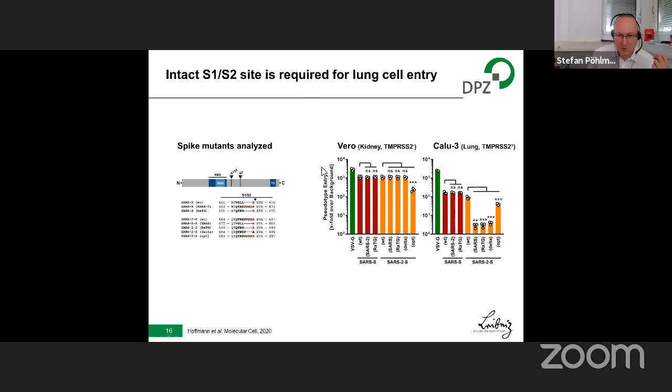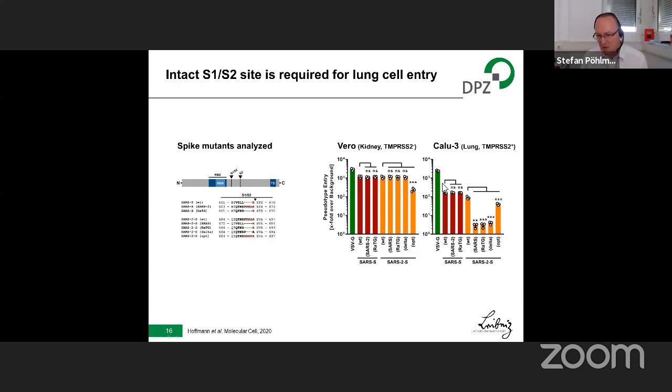Well, for one, we mutated the S1/S2 site, and then we looked at two different commonly used cell lines: Vero cells, which are TMPRSS2 negative, and Calu-3 cells, which are TMPRSS2 positive. The simple message is that if we destroy or alter the S1/S2 cleavage site, we do not see a big effect in Vero cells because they can use this alternative pathway for entry into those cells. And for this alternative pathway, S1/S2 is not important.